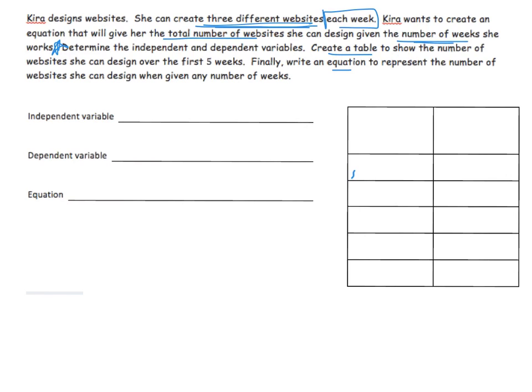So here I'm going to think about what are my variables? What am I looking at? Many times that last sentence is a place to get help. Write an equation to represent the number of websites. So I know number of websites is something I'm looking at.